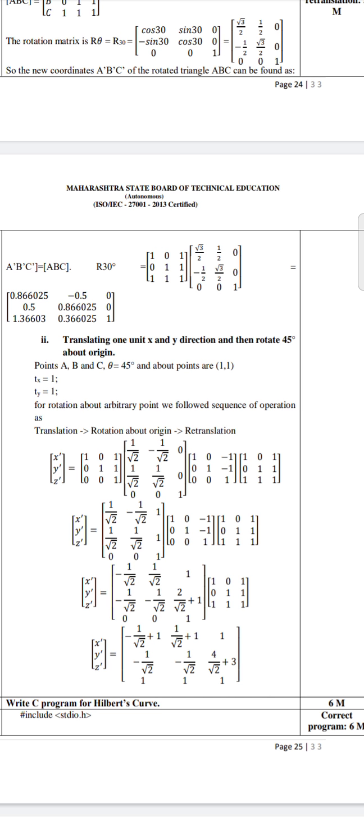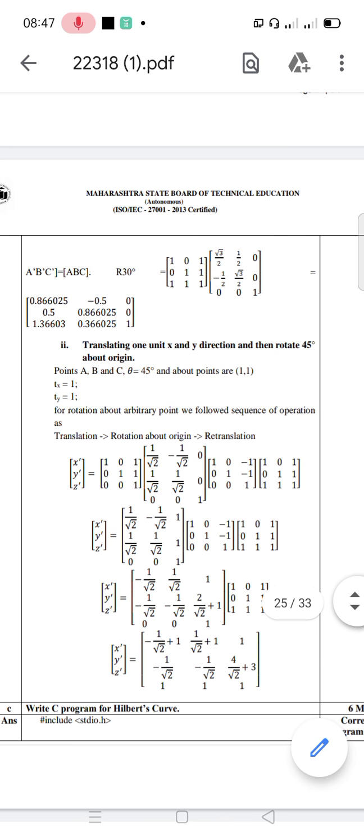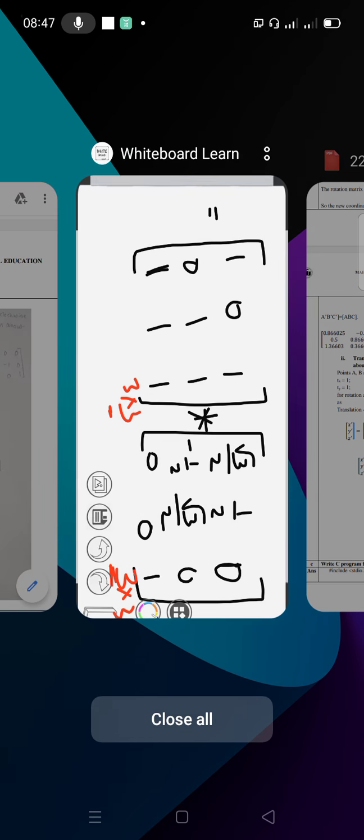You have to perform actually multiple transformations here. So points are A, B, C, theta is equal to 45-degree about point 1, 1. So Tx is 1, Ty is 1. For a rotation about an arbitrary point, right? So you want to rotate about an arbitrary point because you are first translating it and then rotating it. Okay, so now I will tell you what happens here.